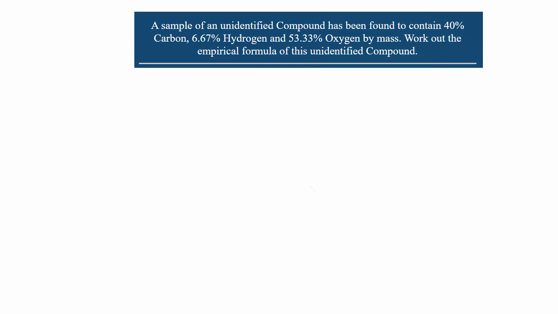In this question, we've got an unidentified compound which we've been told consists of carbon, hydrogen, and oxygen. And we've been asked to work out the empirical formula of this compound. One of the first things I'm going to do is a quick check, and I'm going to add up the percentage abundances by mass, which are effectively given in the question.